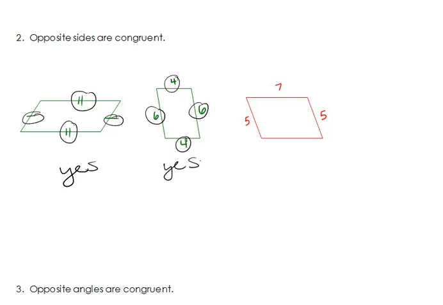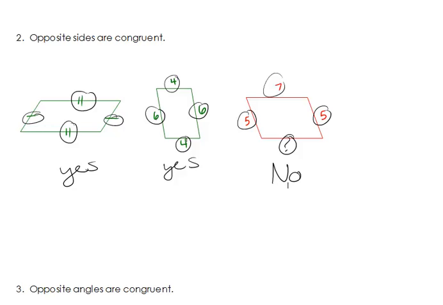This is a parallelogram. For the third example, the left and the right are congruent. They are marked 5 and 5. The top is 7, but notice with the bottom, there's nothing marked here. So we can't say for certain that the top and the bottom are congruent, so the answer here would be no.